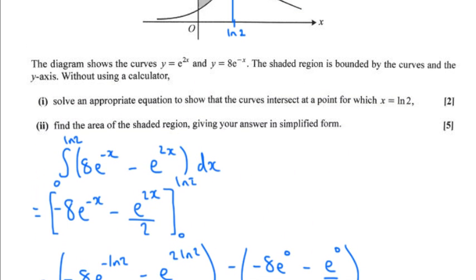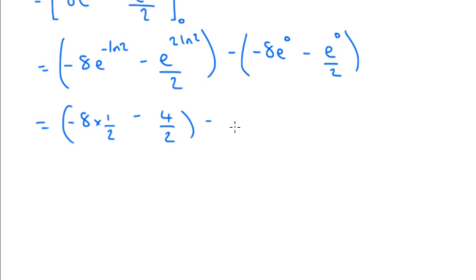Notice we're still meant to be doing this without a calculator. So you've got to show every step, especially here. You can't just go straight to the answer at this point. e to the power of 0 is 1, so we've got -8 there. Again, e to the power of 0 is 1, so we've got -1/2 there.